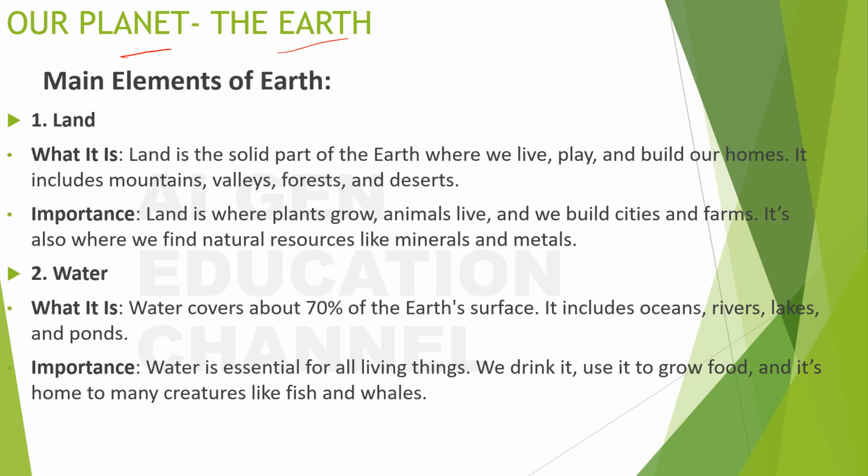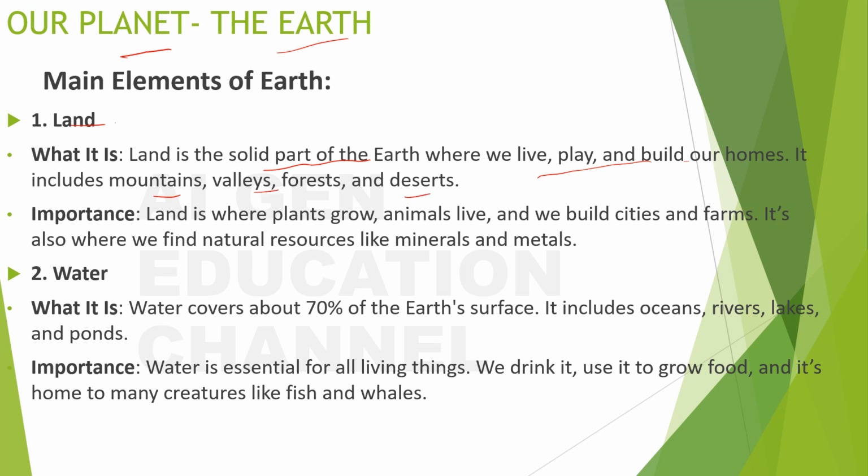Okay, so first let us start with Earth. So what are the main elements of the Earth? Whenever you think about the Earth, what you get in mind is what we are discussing now. Okay, so it has land. What is it? Land. Land is the solid part of the Earth where we live, play and build our homes. It includes mountains, valleys, forests and deserts.